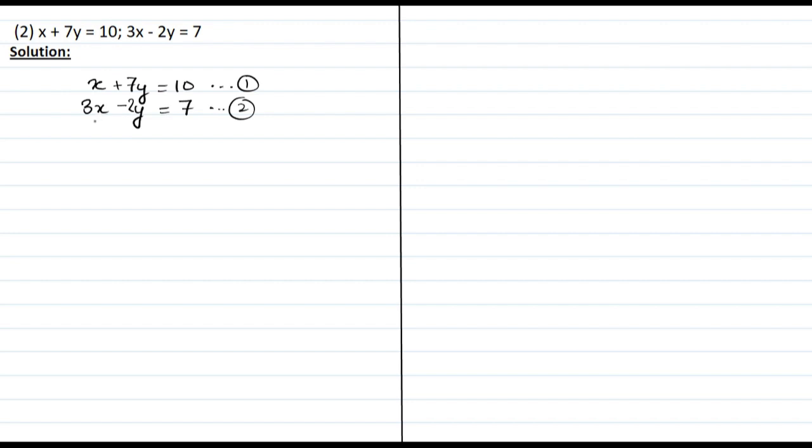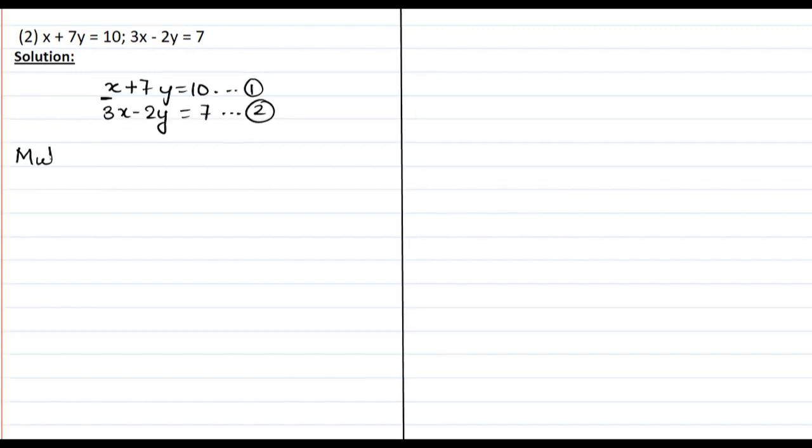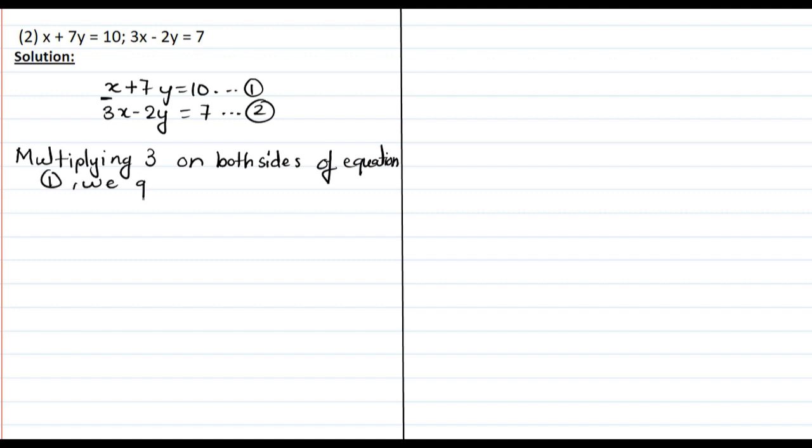Meaning we need to eliminate either of the terms by making their coefficients equal. Here we can see that the coefficient of x is 1. Meaning it will be easier for us to modify equation number 1. So, by multiplying 3 on both sides of equation 1, we get, let's see what we are getting.